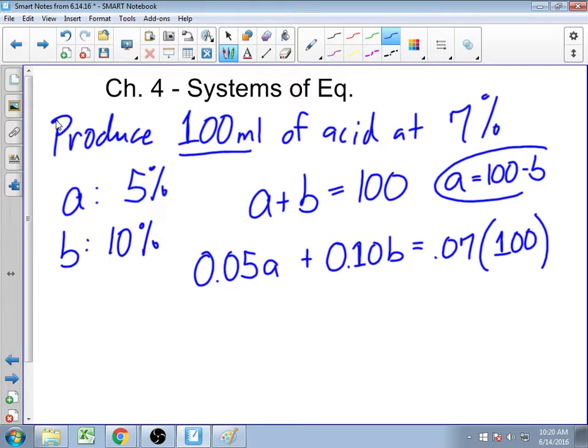Anytime I have more than one equation, it turns into a system of equations. It's asking you to make two equations, which is what we have here. We know that my solution A and solution B have to add up to a certain amount of liquid. Then I know that with 5% acid in solution A, whatever quantity I use, and 10% in quantity B, it has to give me 100 milliliters of 7% solution.